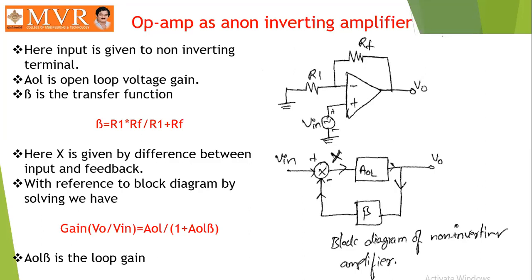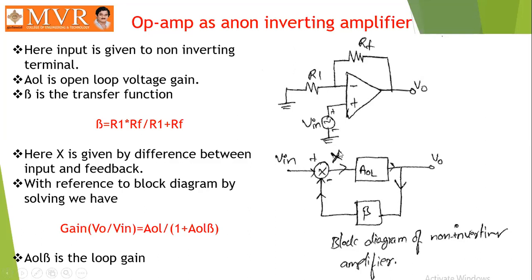Here is the block diagram for this circuit. In this block diagram, you can see the operational amplifier, and this is the feedback we provide through the beta factor, which is the transfer function of the feedback. This is the input signal we give, and the operational amplifier has an open loop voltage gain AOL, and we obtain the output here. We consider this node as X.